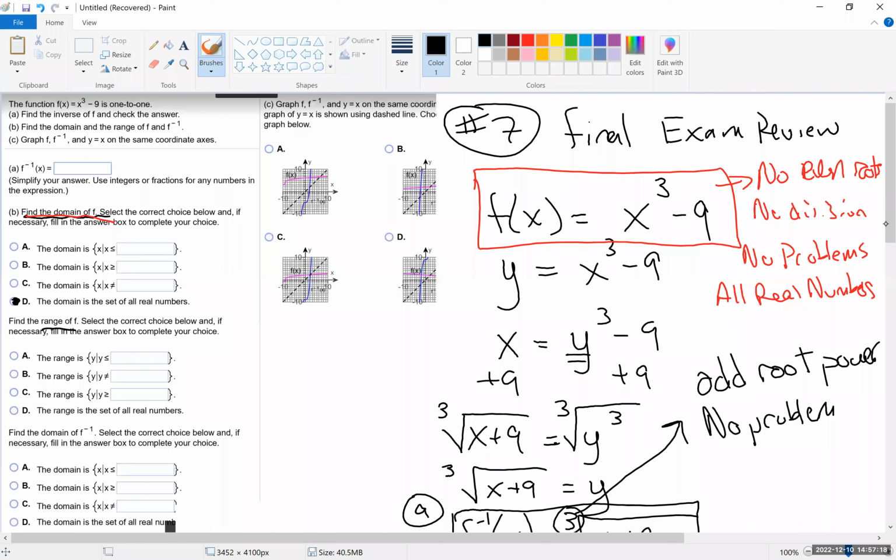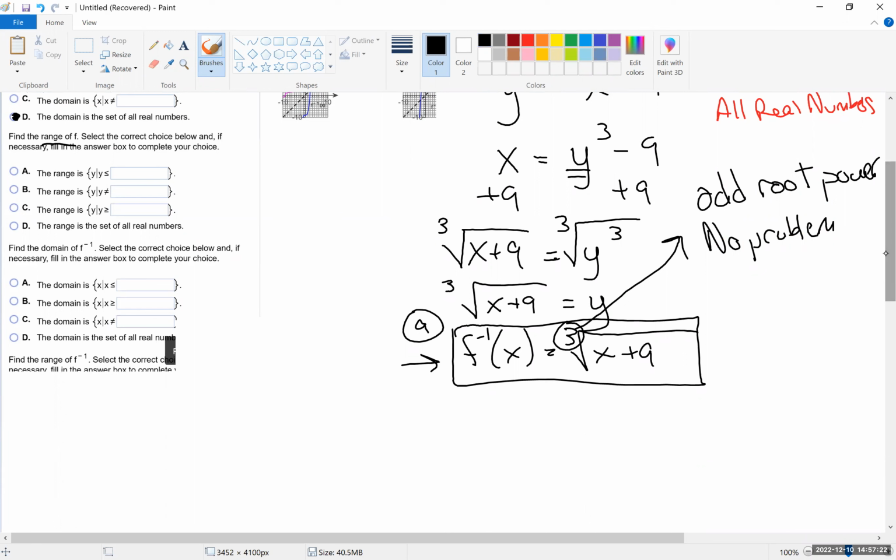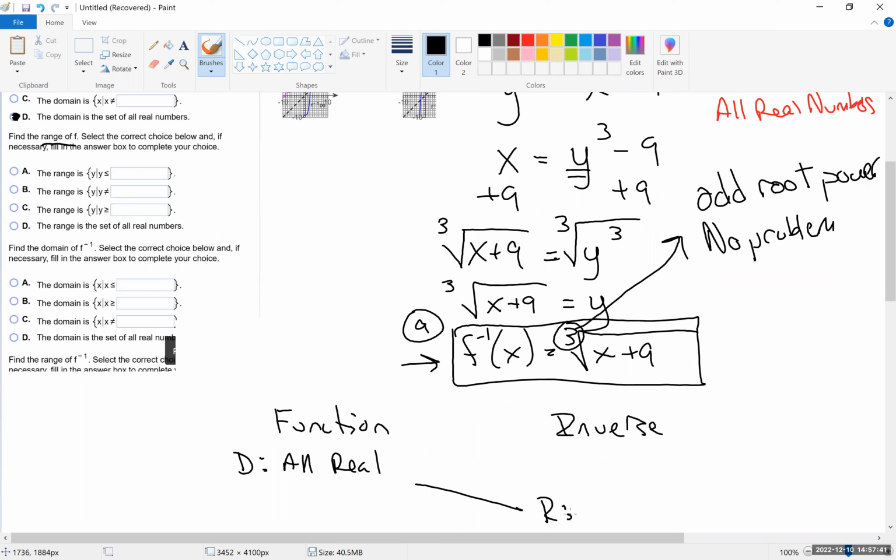of the function is equal to the domain of the inverse, right? In fact, we should write that out. So if you're looking at the function, this is the regular old function, and then you have the inverse. The domain of the original function is all real numbers. That's the same as the range of the inverse. That's the inverse. The inverse then is all real numbers.